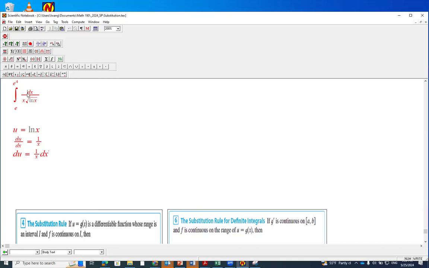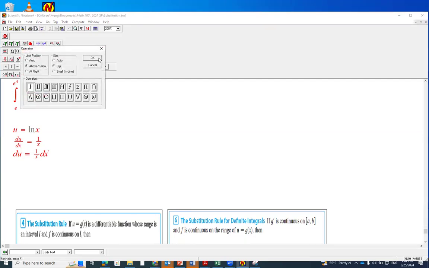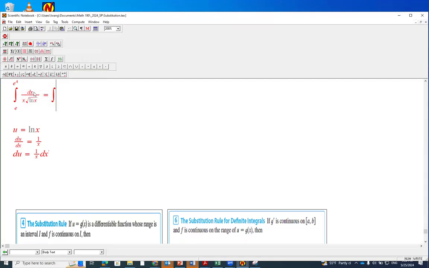We already have it. This is du over x, 1 over x dx. So this piece is dx over x, that's du. So in that substitution, what do we get is that dx over x is du. And 1 over root ln x, that's 1 over root of u.